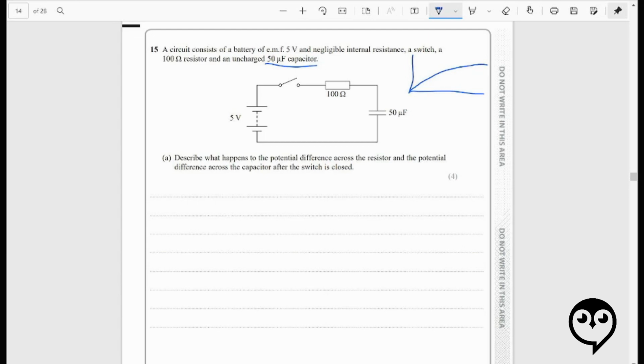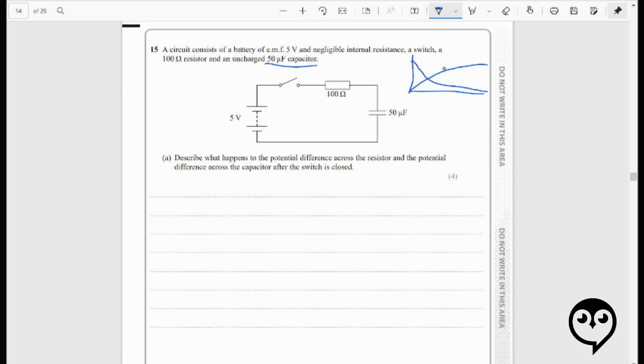And the potential difference across the resistor is probably going to start at 5, and it's probably going to drop on down to 0. Okay? I would imagine that's what's going to happen. So right now it's uncharged. There's nothing going on. When we close the switch, so for 4 marks, when we close the switch, current's going to flow. Okay, some charge is going to collect on the plates.